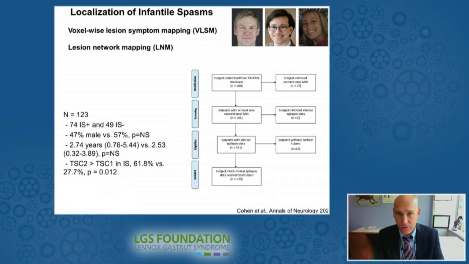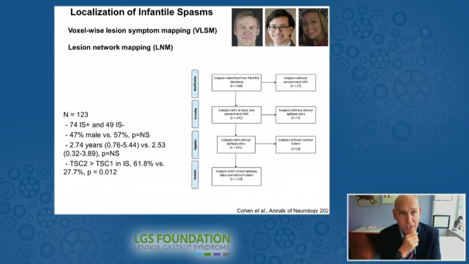And there are two ways of doing that. One is called voxel-wise lesion symptom mapping, where you basically put all your patients with a certain phenotype, in this case spasms, on top of each other. You put them in a common space, and you generate a heat map of voxels or lesion locations that are affected by certain lesions, and then you will find hotspots.